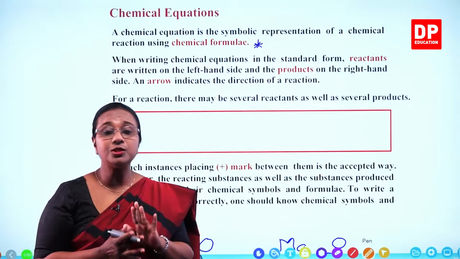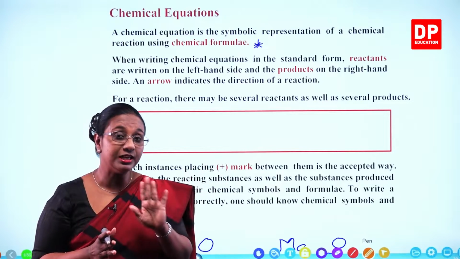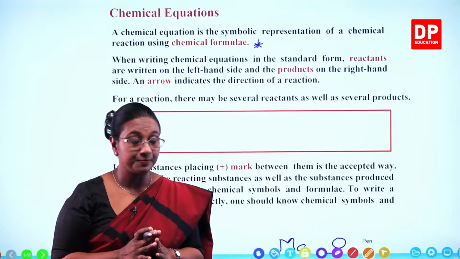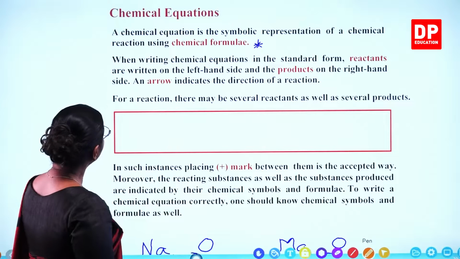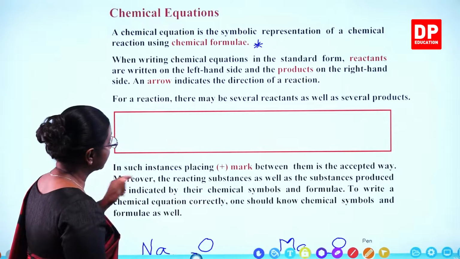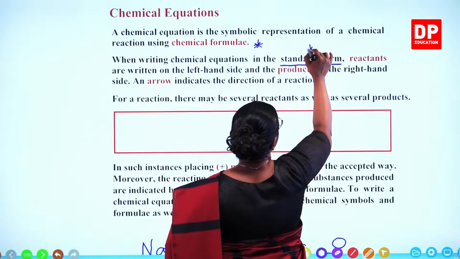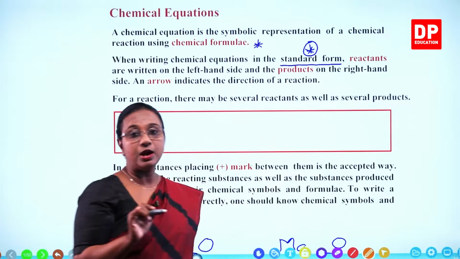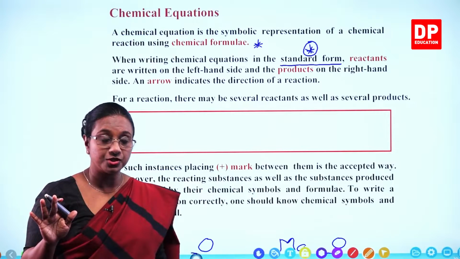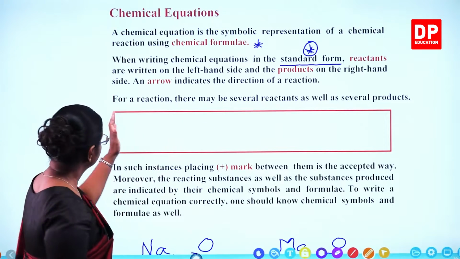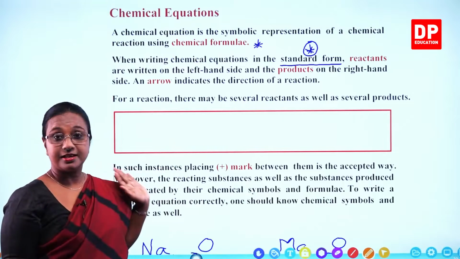So you are familiar with all these examples when we wrote the different types of reactions. You have seen all these. So then, when writing chemical equations in the standard form, you have to remember this. This is a standard way of writing the chemical equation. Reactants are written on the left hand side. So here this is the left hand side, that's the right hand side.